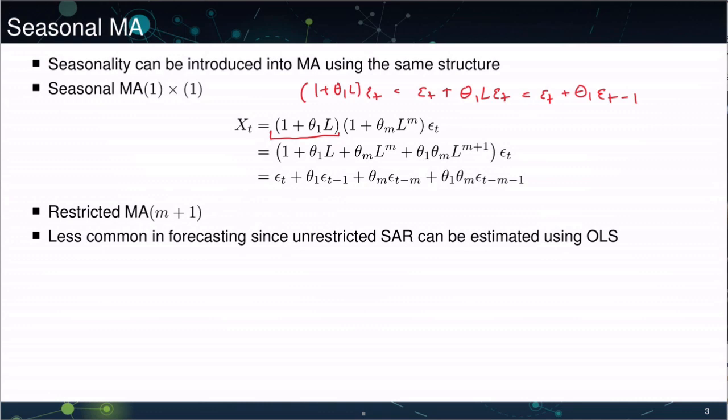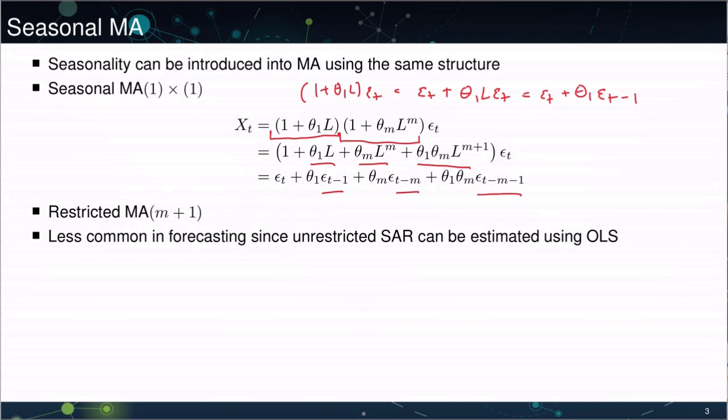But then, to construct a seasonal moving average, we add an additional term that has a lag set up for the seasonal frequency. Of course, we do the same thing we did in the seasonal AR, that is, we multiply out the terms, and we see we get a similar structure. We get theta 1 L, theta m L to the power m, and then finally we get an additional term, which is a restricted term that is the product of the two previous lag terms. When we put it all together, we see that a seasonal moving average with a first order short run and a first order seasonal term has three terms: epsilon t minus 1, epsilon t minus m, and epsilon t minus m minus 1.